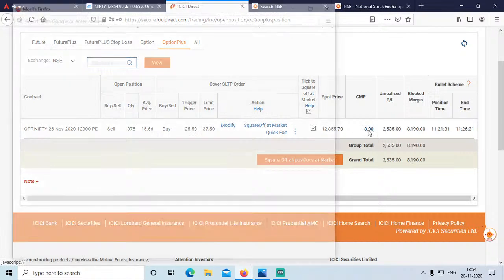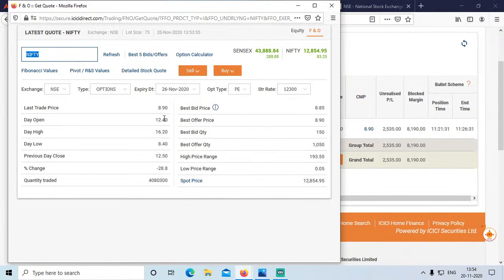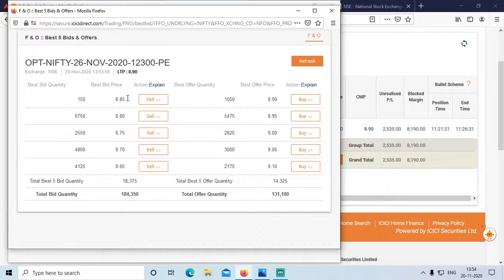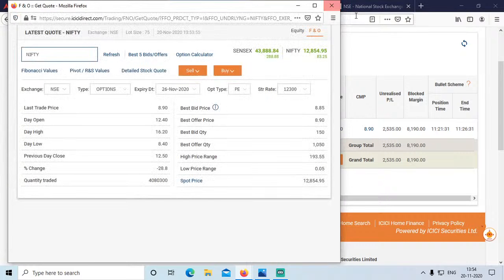The price is getting down. Yes, we can see the last trade price and best bid offer, 8.85, 8.90. Okay, because we sold it, now we have to buy it. When we buy it, we have to check how much the seller is willing to give. The seller did not reduce the price over here. If the seller reduces the price, we will be in little profit, else we will not be in profit.